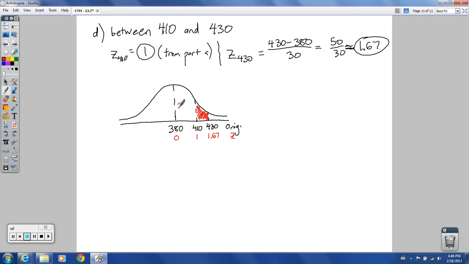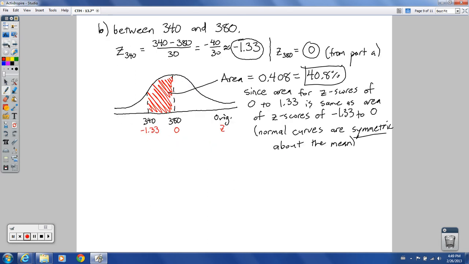So I'm going to write that in right here, but I'm not going to shade this in because I don't want to count this part. So we know this is 0.341, that area right here, but how are we going to calculate what this is right here? We know from here to here, how far is this? Let's put that in right here. So from 380 to 430, or more importantly, from 0 to 1.67, what percent of the data lies in that range?